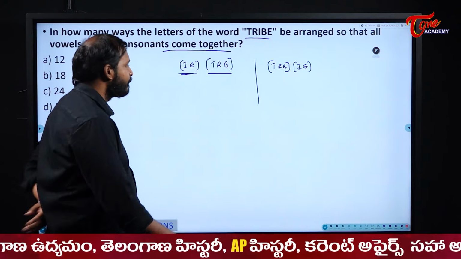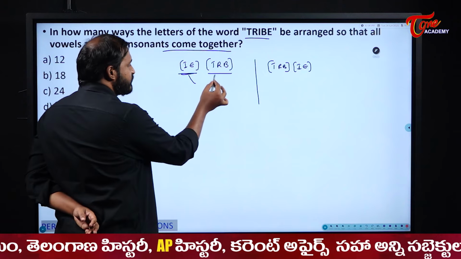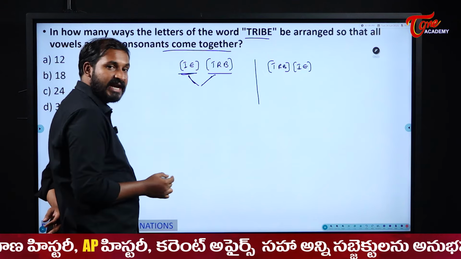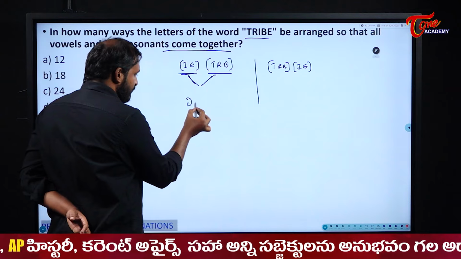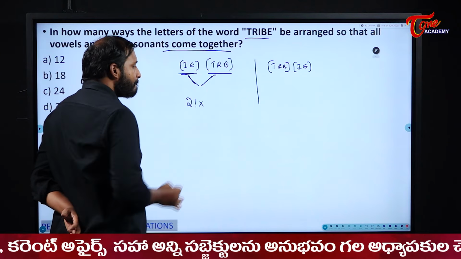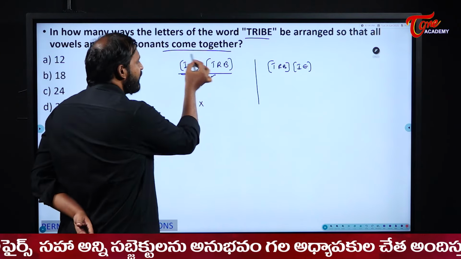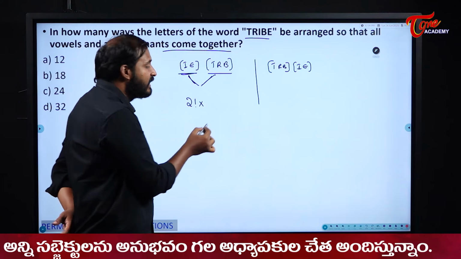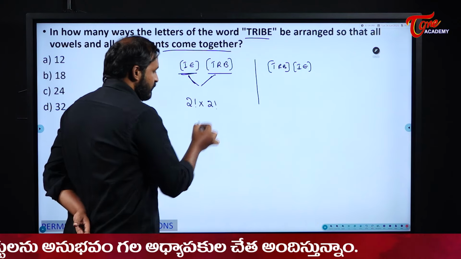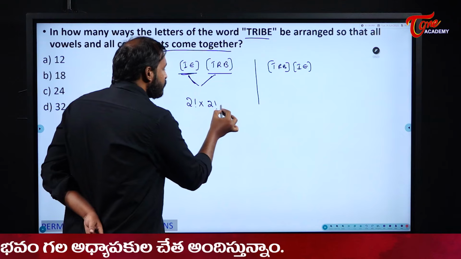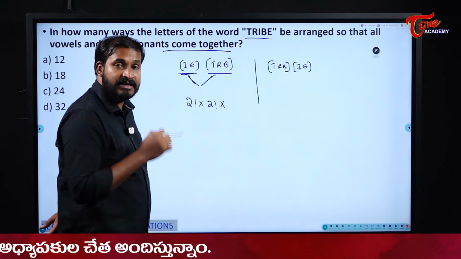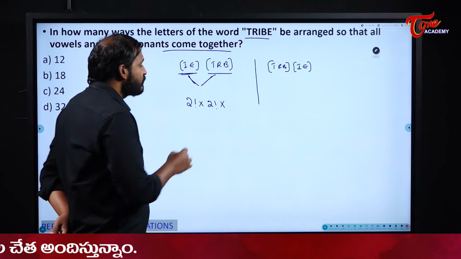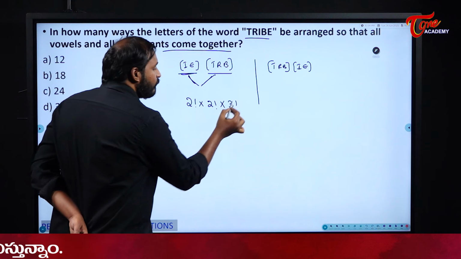So overall, first as groups, in how many ways can I arrange them? 2 factorial ways. And the vowels internally can be arranged in how many ways? 2 vowels are there. They can be arranged in 2 factorial ways, sir. When it comes to consonants, how many are there? They are there in 3 numbers. So they can be internally arranged in 3 factorial ways.